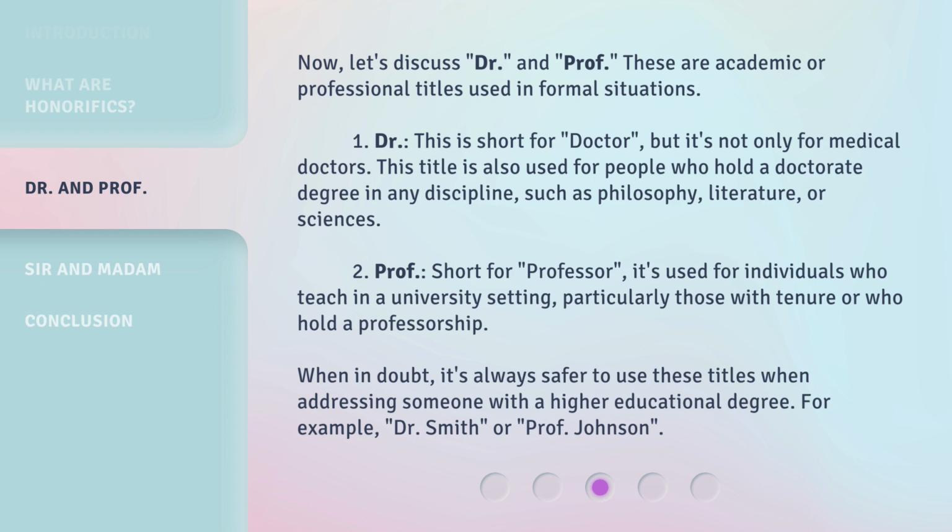It's used for individuals who teach in a university setting, particularly those with tenure or who hold a professorship. When in doubt, it's always safer to use these titles when addressing someone with a higher educational degree. For example, Dr. Smith or Professor Johnson.